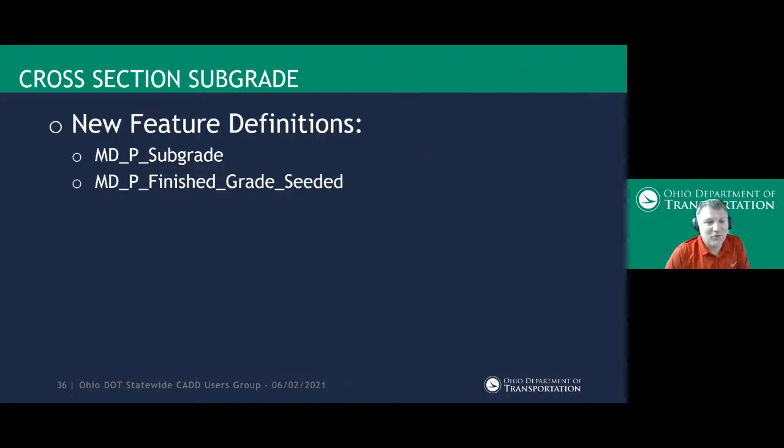So to do this, there were two feature definitions that were added. There's MDP subgrade and then an MDP finished grade seated. There already was a finished grade feature definition, obviously.